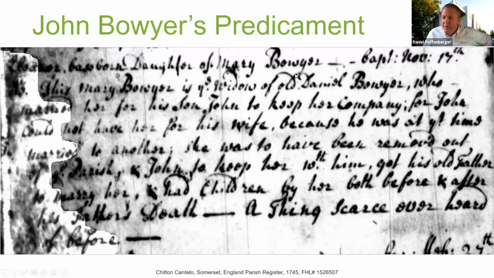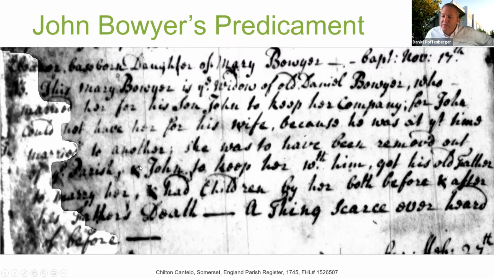It's the kind of information you would expect. Normally you wouldn't even necessarily expect the name of a father on an illegitimate child, but this one's a little funner because it has NB and it says this Mary Boyer, so the mother, right? This Mary Boyer is the widow of old Daniel Boyer, who married her for his son John to keep her company. For John could not have her for his wife because he was at that time married to another.